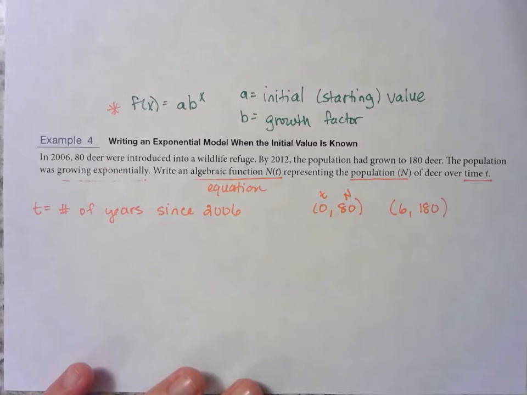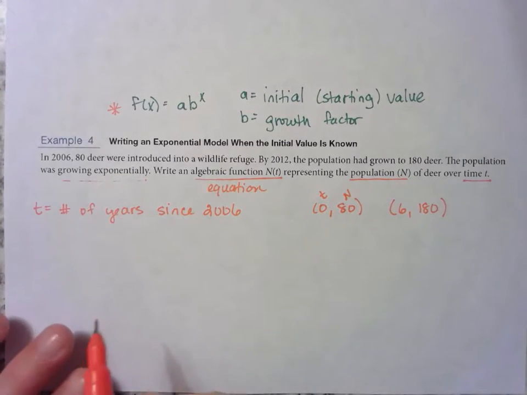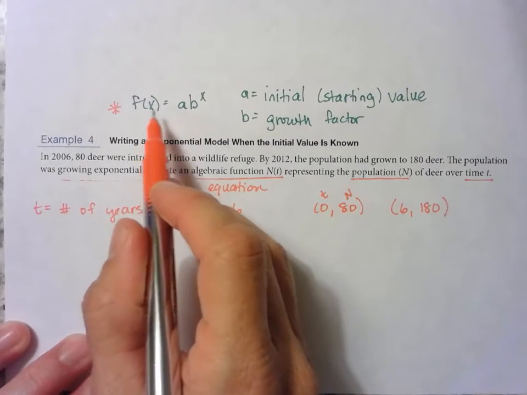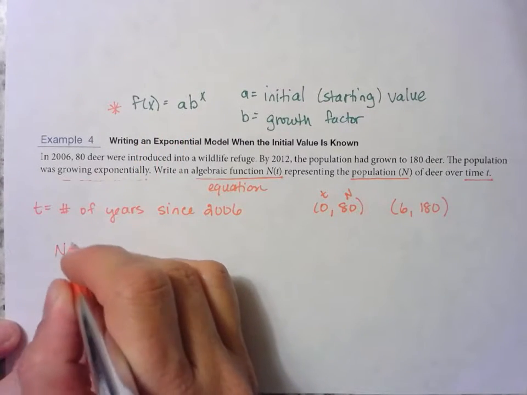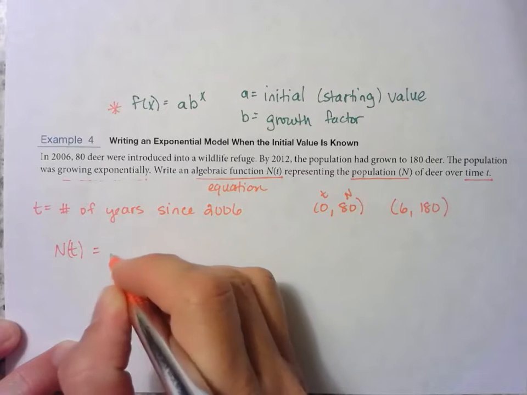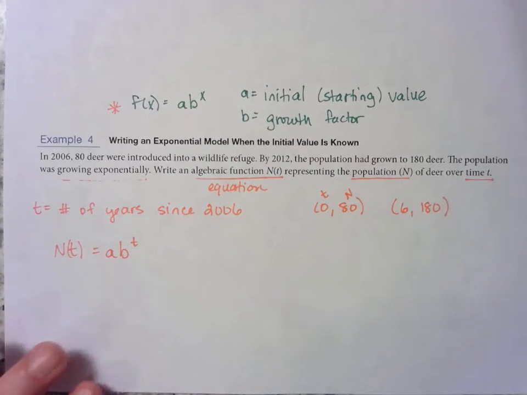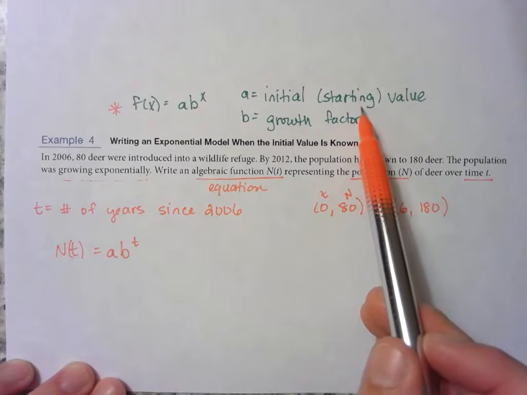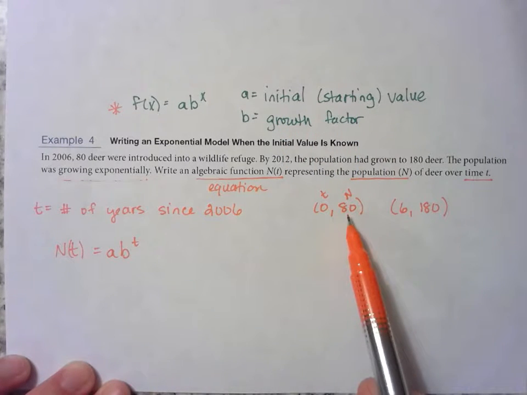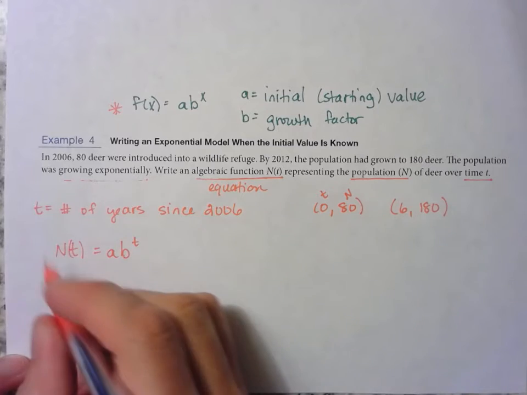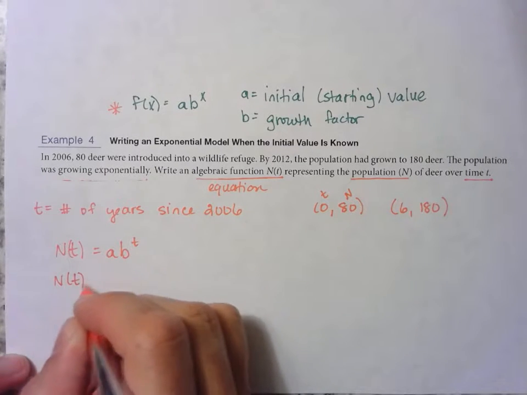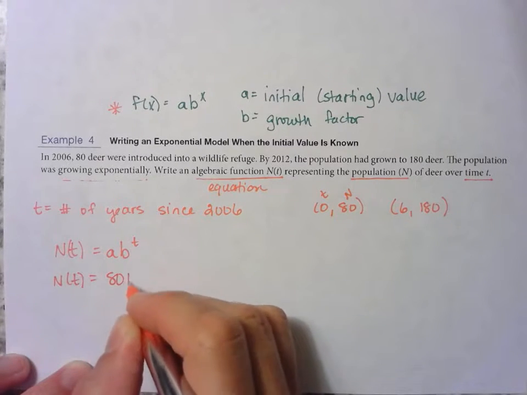So let's see how all of this fits into our formula. We're using this format. N of t is equal to a b to the t. Instead of x's, we have t's. Well, a is the initial or starting value. Well, didn't it start with 80 deer? So we have n of t is equal to 80 b to the t.